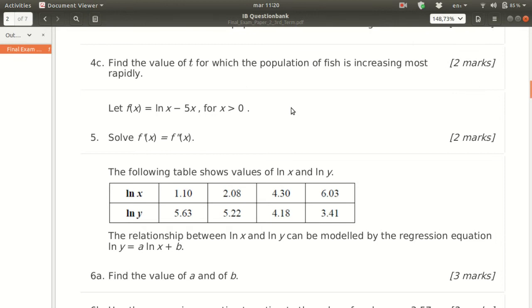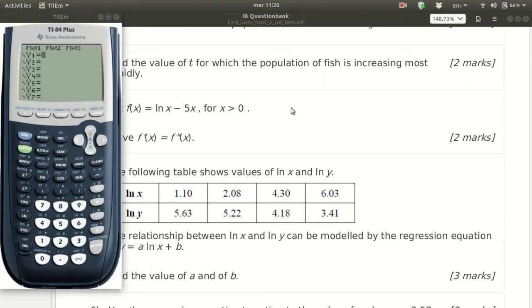All right, let's look at point 5. Let f of x equal the natural logarithm of x minus 5x for x greater than 0. Solve the equation f prime equals f double prime. So the derivative equal to the second derivative. A lot of you did the derivatives and tried to solve the equation. So I'll do that as well, but again, you can use the calculator. You guys need to remember that you can use the calculator. So let's write the function natural logarithm of x minus 5x.